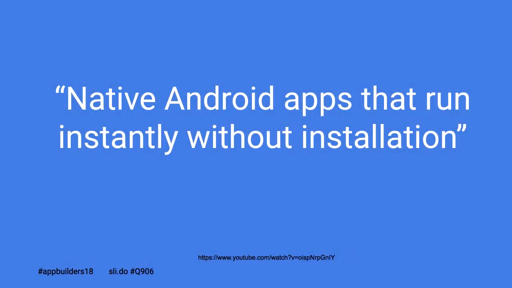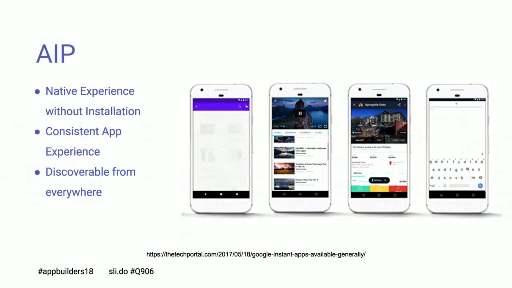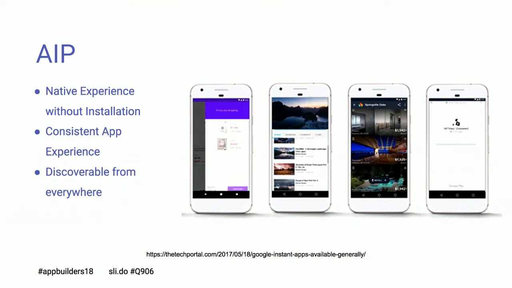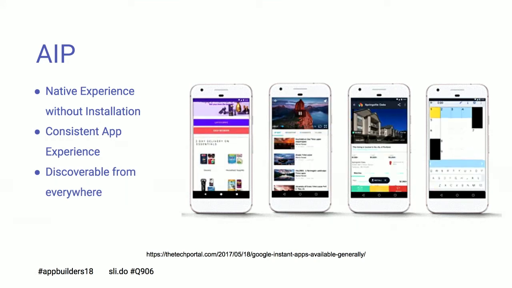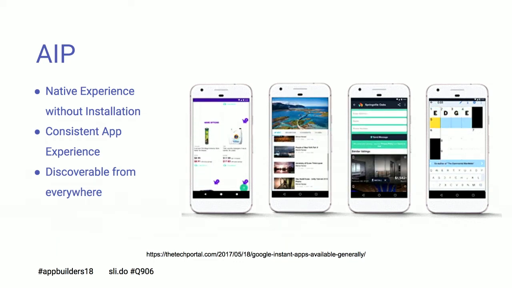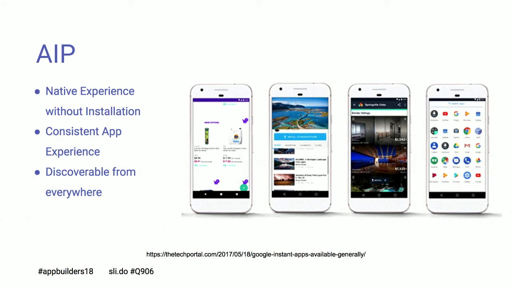So, what's an instant app? We can think of an instant app as a bridge between web applications and mobile applications, but at the end, it's a real mobile application. It's a part of our application. It gives a native experience, but without installation. And because it's a part of our application, it gives a consistent app experience. And you can discover it from everywhere, because you can reach it by searching at Google, or you can send the link to your friends.